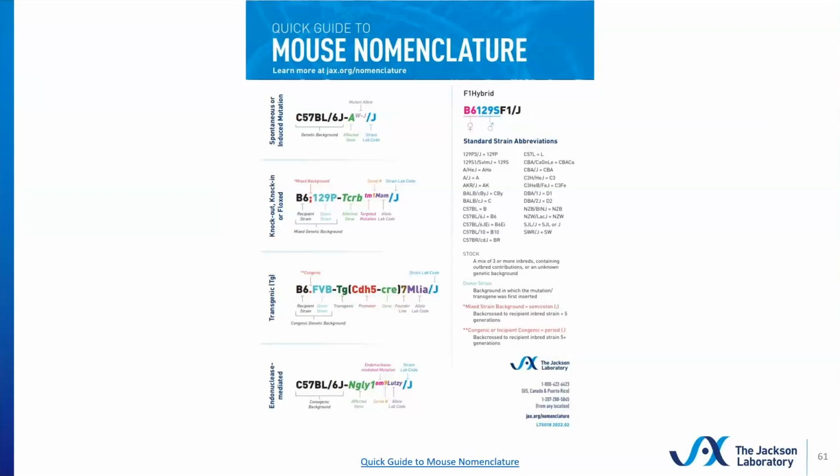JAX also has a handy guide that outlines strain nomenclature rules. A strain name will tell you a lot about a mouse, including the background, the type of mutation, the location of the mutation, and substrain information. So let's take a closer look at some different types of nomenclature.